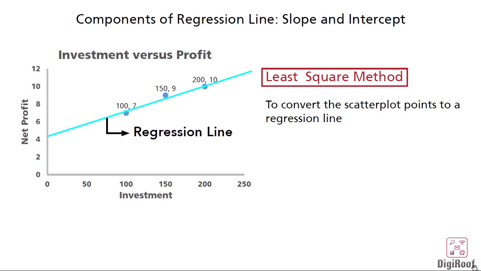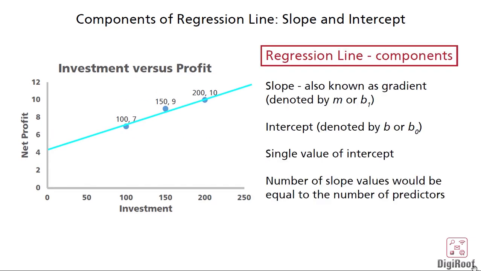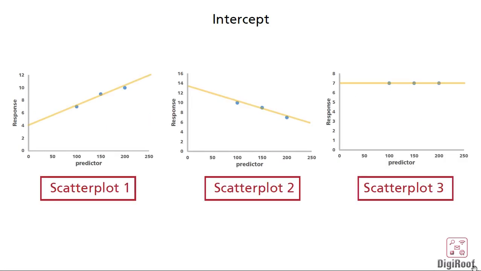We need to discuss some features of this regression line. This regression line has two components, slope and intercept. We can also call them regression coefficients. Slope is also known as gradient and is denoted by the notation m or b1. Intercept is denoted by the notation b or b0. For any given regression problem, there can be only one value for intercept. On the other hand, the number of slope values would be equal to the number of predictors. For the investment and profit example, since there is only one predictor, that is investment, there would be a single value of slope.